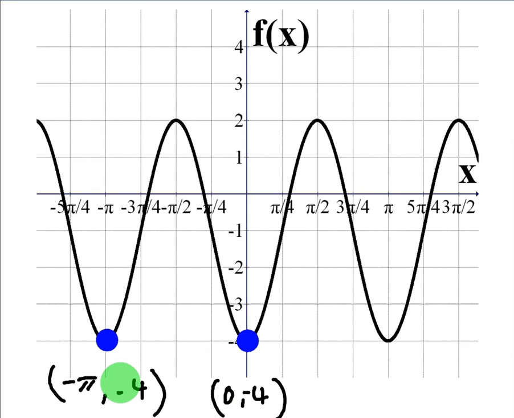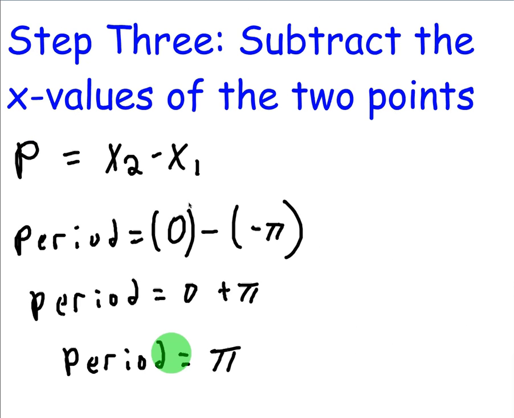Let's just draw a little blue line here. It takes pi units for this graph to repeat itself. We don't need the equation. All we need to know is some common sense. That's it for this example. If you have any other questions about it, let me know.